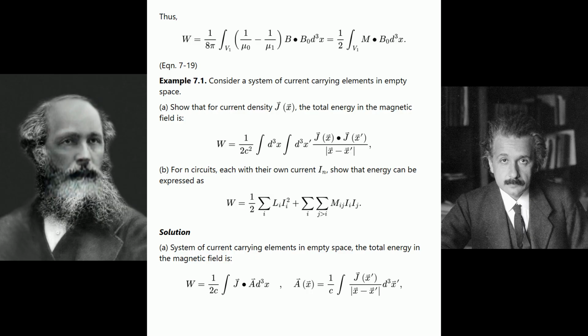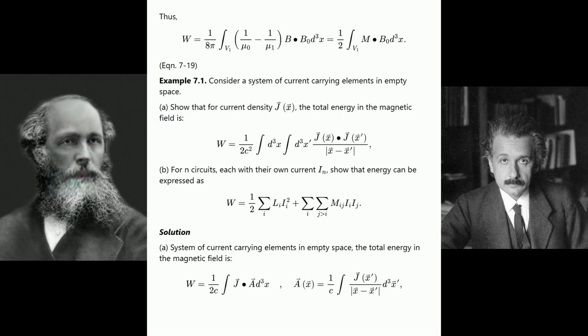Consider a system of current-carrying elements in empty space. A: Show that for current density J(x), the total energy in the magnetic field is, see the next equation. B: For n circuits, each with their own current I_n, show that the energy can be expressed as shown in the equation.